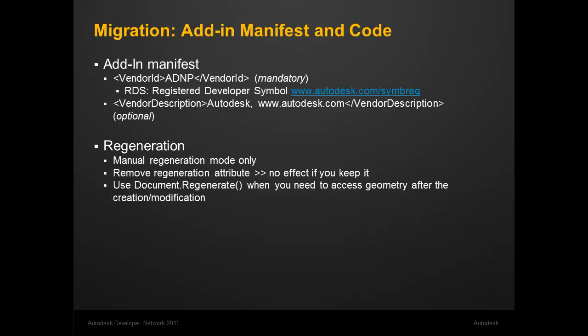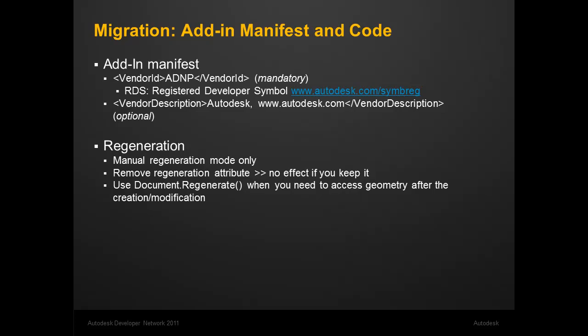The vendor description tag is optional. It is used to describe the vendor, their legal name, and other pertinent information. Revit will use it to inform the user about the author of the add-in when there is a problem running the add-in. The other change in the Revit 2012 API is the regeneration attribute.